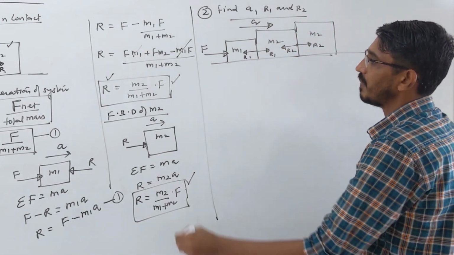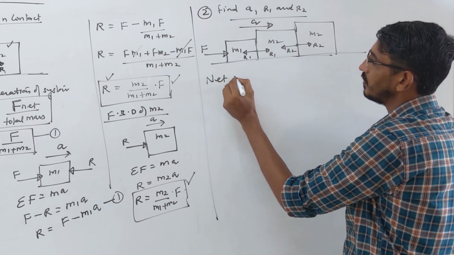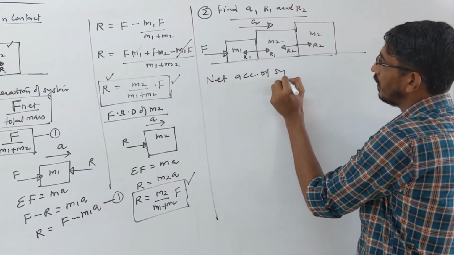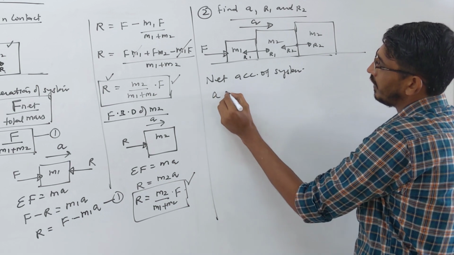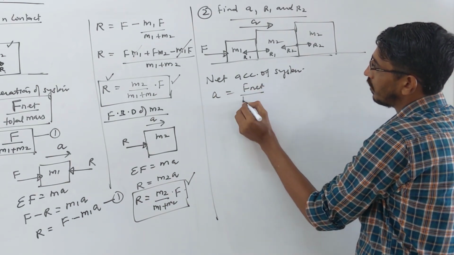Okay, let's solve. The first step is to find the net acceleration of the system, which is simply net force by total mass.